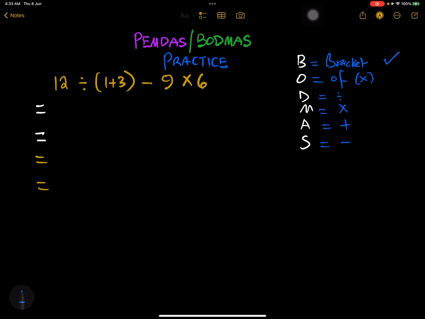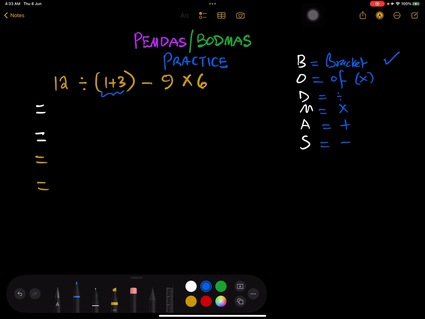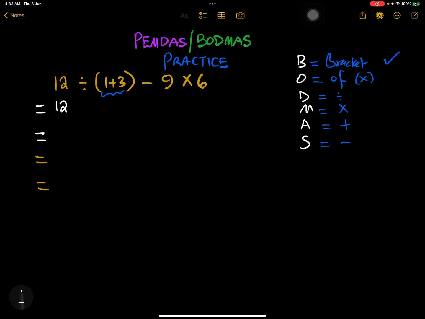We have a bracket there first, which is this one here. We have to solve that one first. So we're going to start off with 12 divided by 4 minus 9 multiplied by 6. The next thing in the BODMAS arrangement, or order of operations, is "of." But we don't have "of" in this problem, so we skip that one and then we go on to the division. There is division, so we are going to start off with the division.